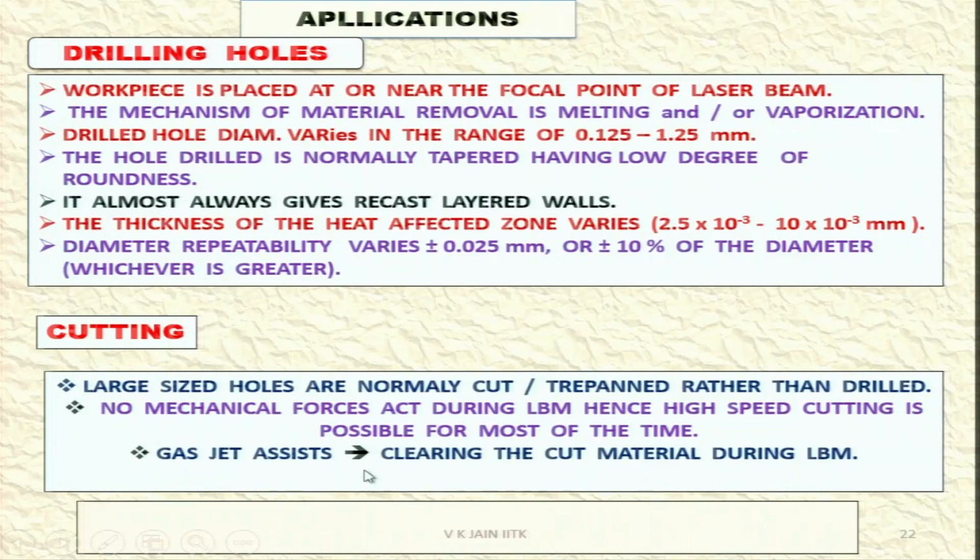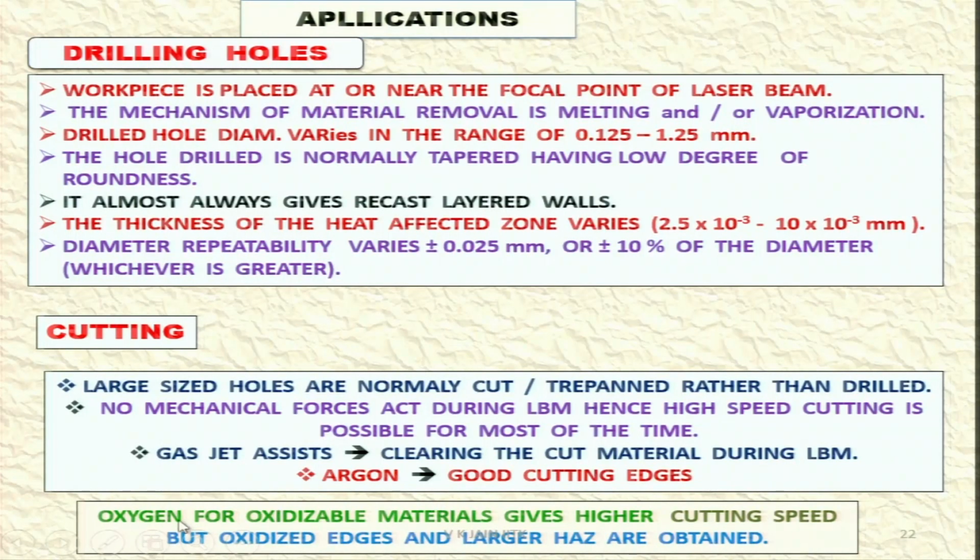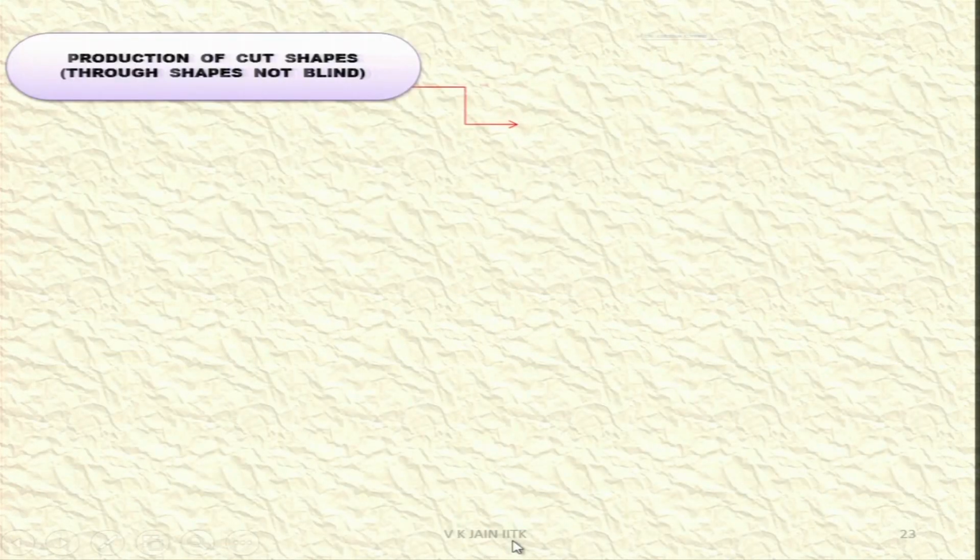We have already seen in part 1 how the gas jet is supplied to assist laser beam machining and laser beam micromachining. Argon is good for cutting edges. If argon gas is used, then it gives good cutting edges. Oxygen for oxidizable material gives higher cutting speed, but oxidized edges and a larger heat affected zone are obtained. So when you are using oxygen, there are some advantages and some disadvantages also.